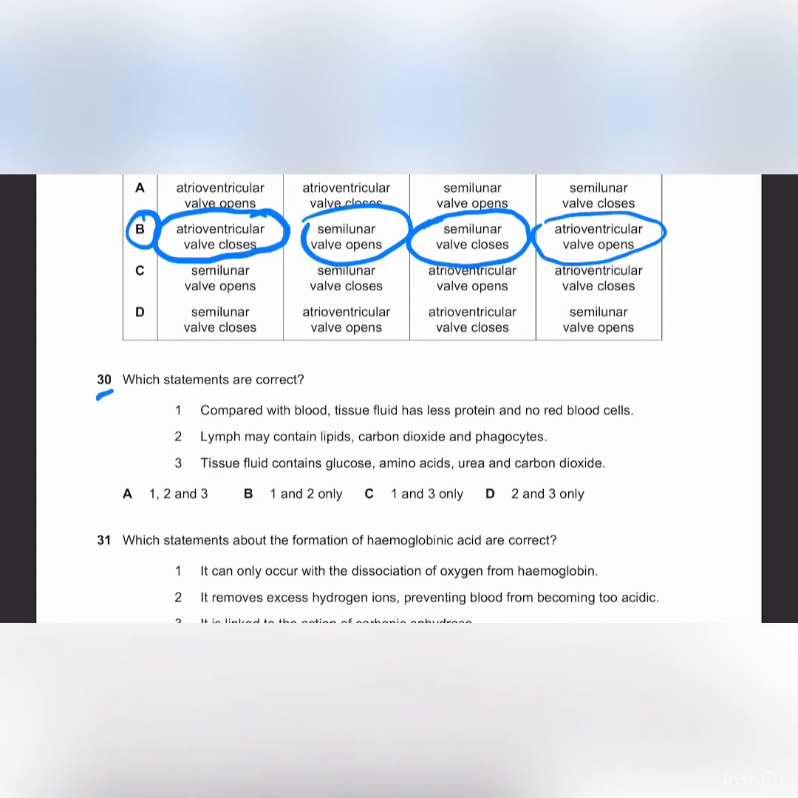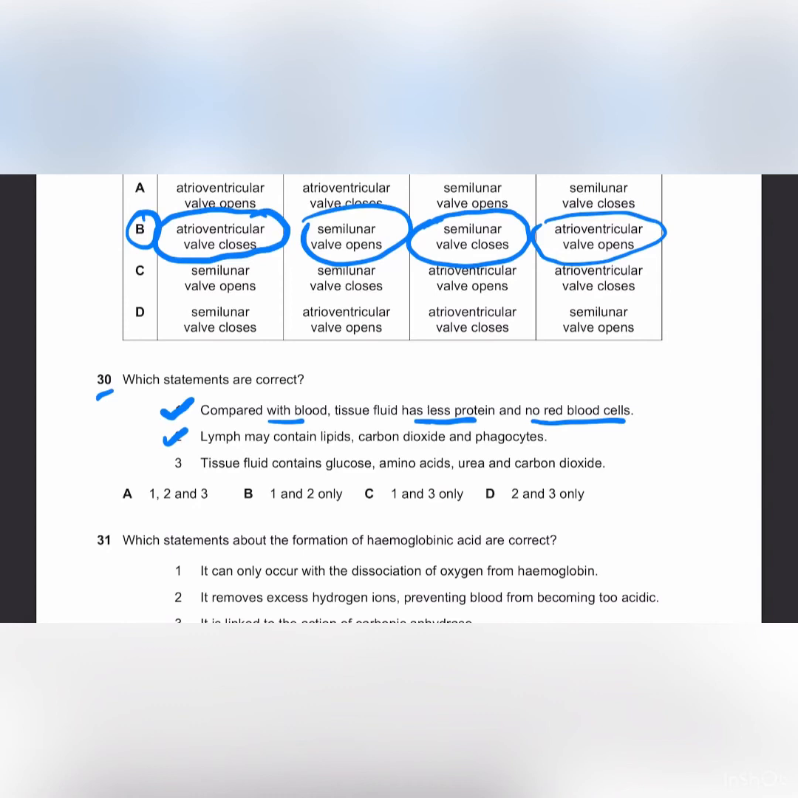Compared with blood, tissue fluid has less protein and no red blood cells. This is true. If we compare the tissue fluid with the blood, tissue fluid does not have red blood cells, and tissue fluid has far less protein as compared to the blood, because the proteins do not leak out of the blood into the tissue fluid. So tissue fluid has less proteins, and these proteins are usually made by the cells in the tissue fluid.